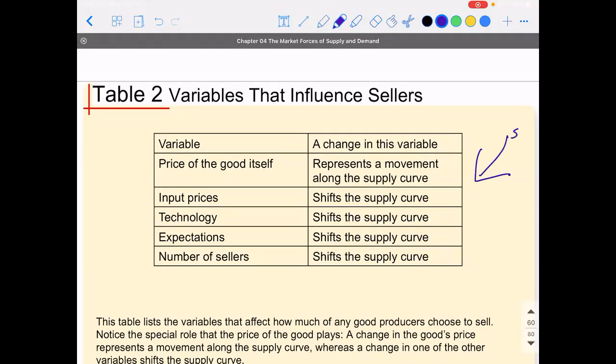Movement along the curve versus a shift of the curve.